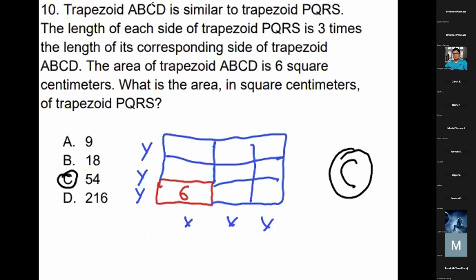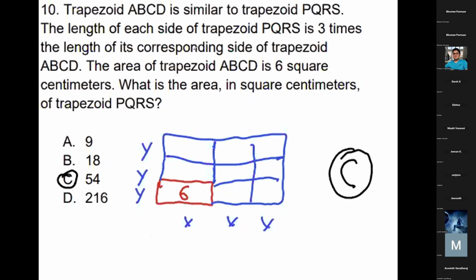We're told the length of each side of trapezoid PQRS, the blue trapezoid, is 3 times the length of the corresponding side of trapezoid ABCD. So whatever this length is on the bottom, I'm calling it X for now. Trapezoid PQRS is 3 times that length, so 3X. And for the other side value, it's the same thing, 3 times the length. So instead of Y, we have 3Y.